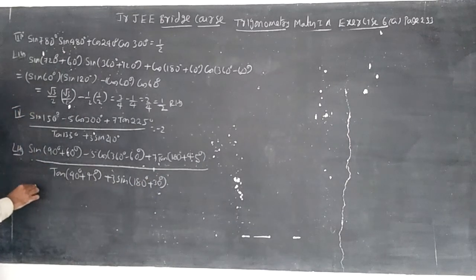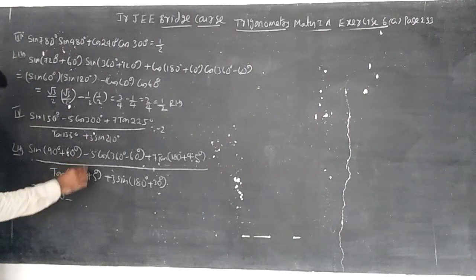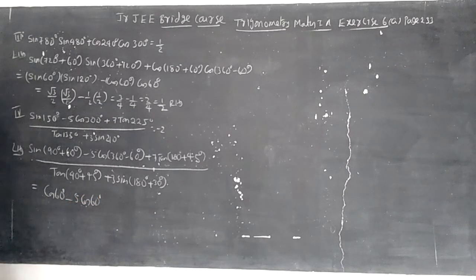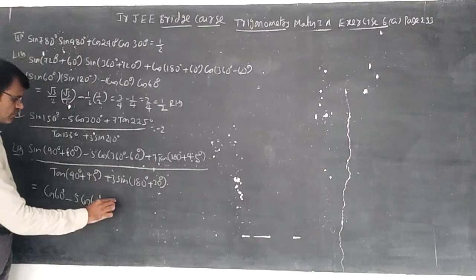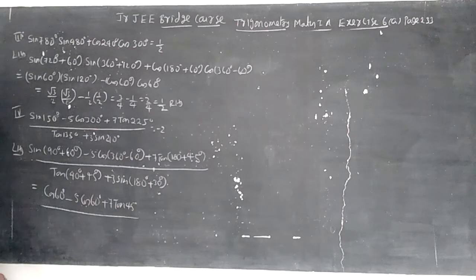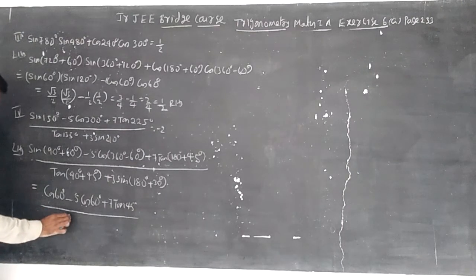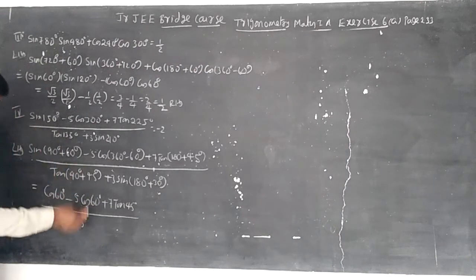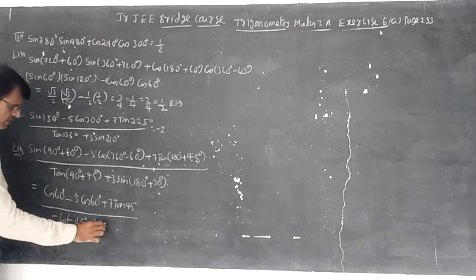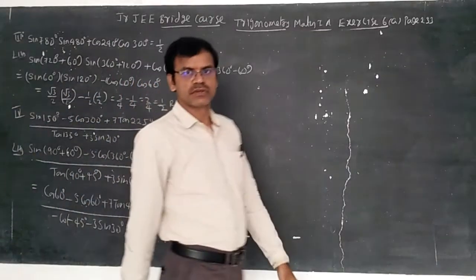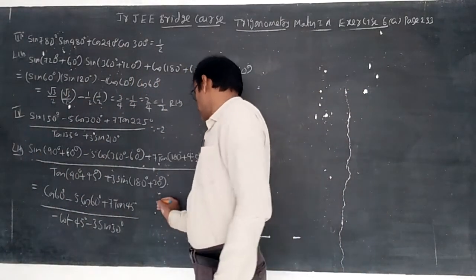That is equal to sin 90 plus 60, value cos 60, minus 5 cos 360 minus theta, cos theta only, cos 60, plus 7 tan 180 plus 45. Tan 180 plus theta is tan theta, by tan 90 plus theta, which is minus cot theta. So it is minus cot 45, plus 3 sin 180 plus theta, which means minus sin theta, 3 sin 30 degrees. Substitute the values and get the value here.